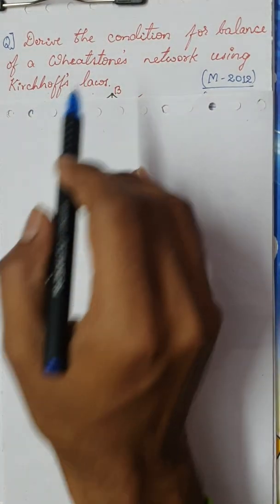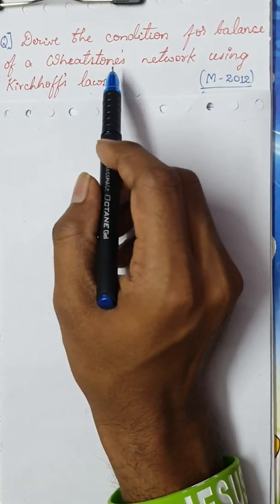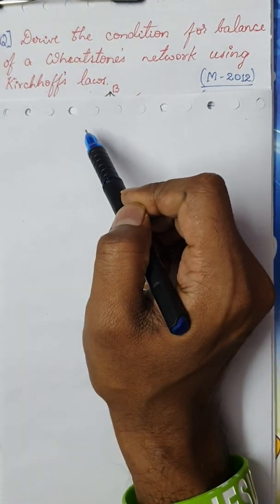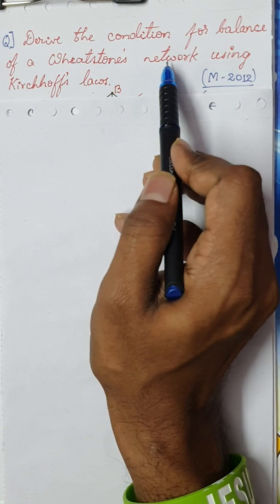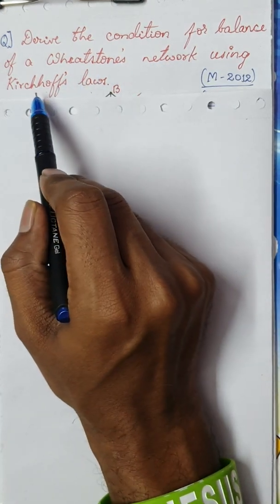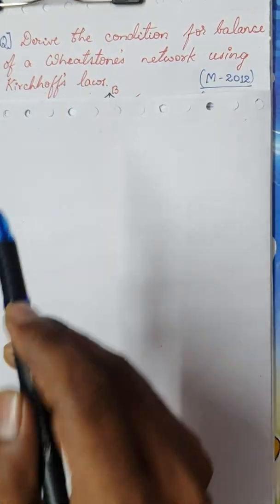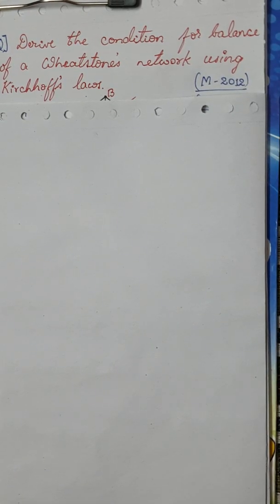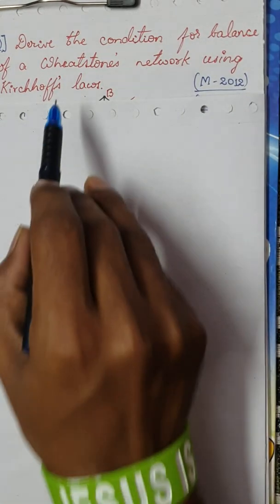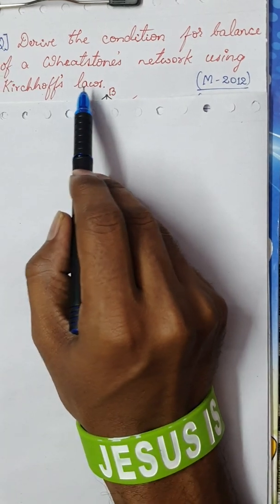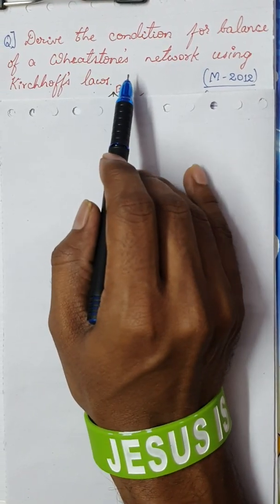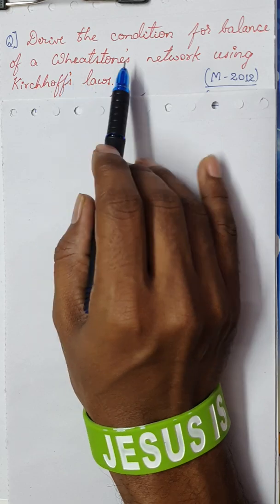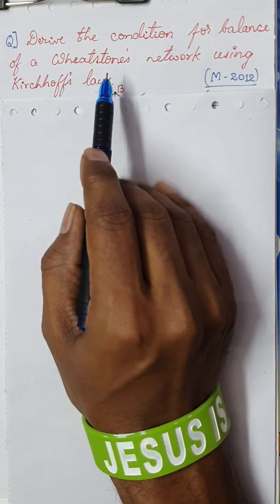Before you go into the basics of the derivation, you should know what a Wheatstone network is, and you should know something about Kirchhoff's laws. What does Kirchhoff's law state? If you know the statements of Kirchhoff's laws and you know what a Wheatstone network is, then you should go for the condition for the balance of the Wheatstone network.